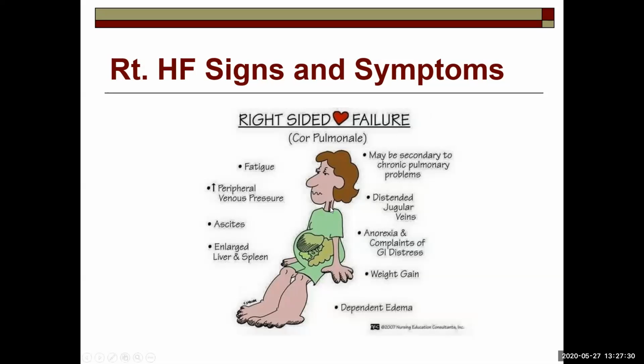So they're going to have distended jugular veins, like I mentioned, because of the backflow. Anorexia, complaint of GI distress, and weight gain. Now the weight gain has a lot to do with the water. So we need to always weigh these patients and see if their weight increases more than 5 pounds a week. You need to tell the physician, who has to know in order to put them on some diuretics to get rid of that fluid. Otherwise, they go into serious heart failure, and then they can die because of that chronic heart failure. And then you have edema in the legs.